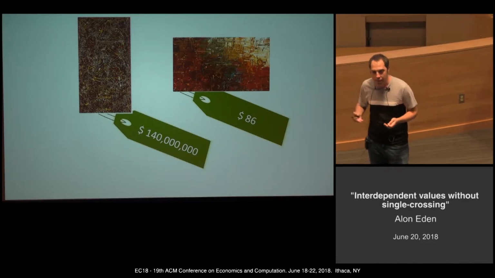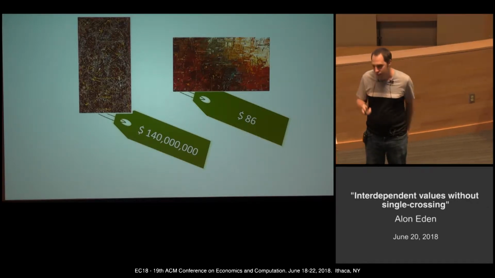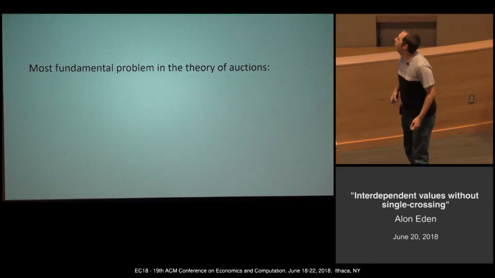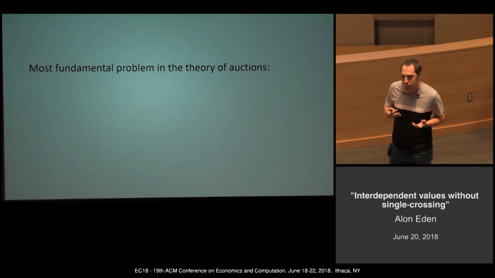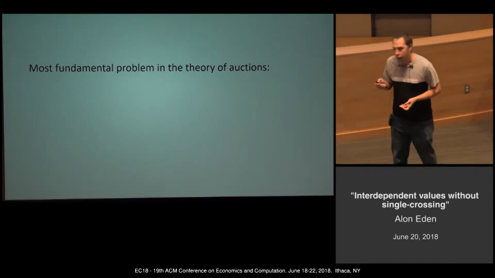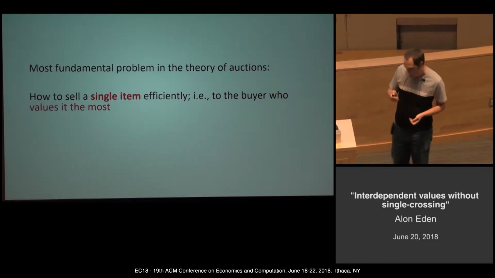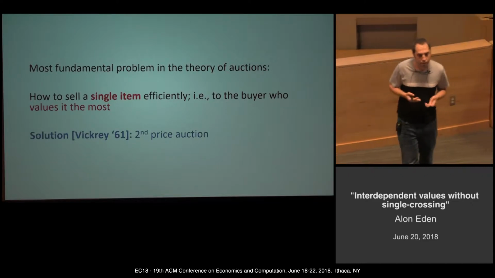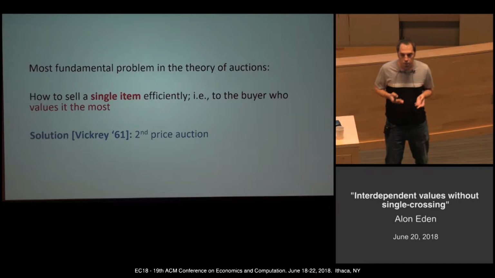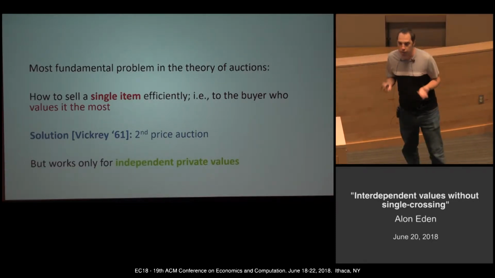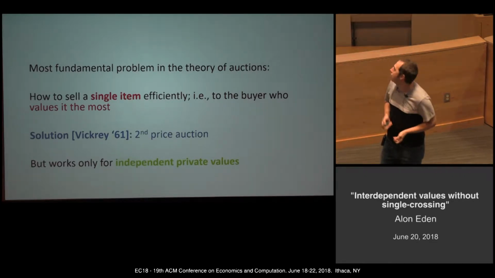They try to capture settings where you don't know your own value. It depends on much more information. So in this talk, I'll talk about the most fundamental problem in game theory, just allocating a single item to the bidder who values it the most. And most of you think it's already solved, right? We have the second price auction. But this solution only works when players know their own values, and in this setting, players don't know their values.